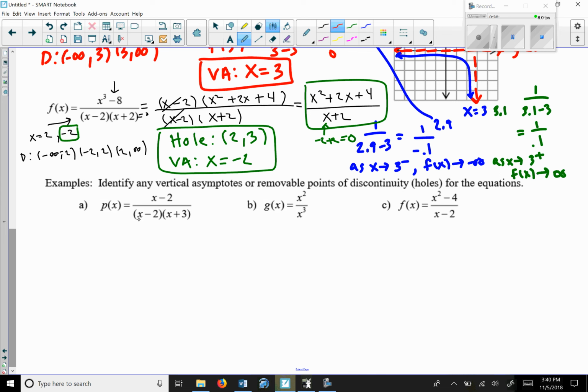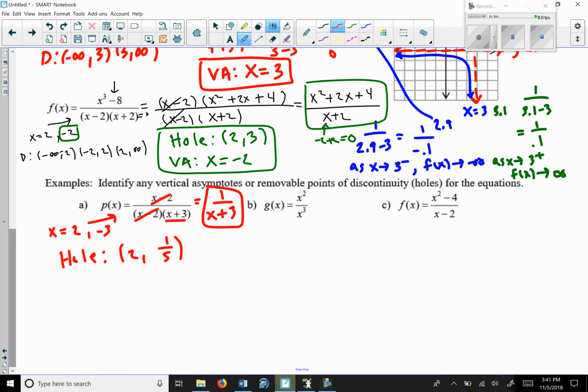If I look at this first one, notice that when I simplify it, this becomes 1 over x plus 3. The areas I'm concerned with are what makes my denominator equal to 0. Because it was x minus 2, I know x equals 2, and what makes this 0, -3. So those are my areas of concern. When I plug 2 into my simplified answer, I get 1 over 2 plus 3, which is 1/5. That tells me, because it didn't make my denominator 0 anymore after I simplified it, that it's a hole at 2, 1/5.